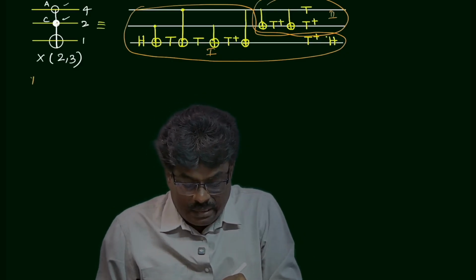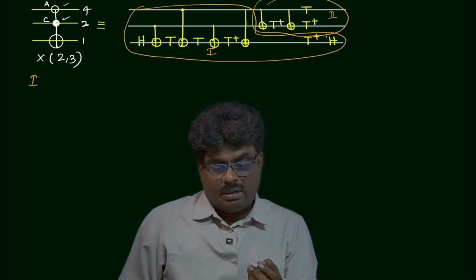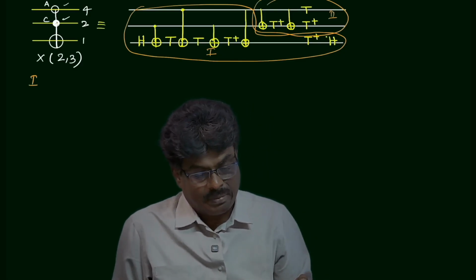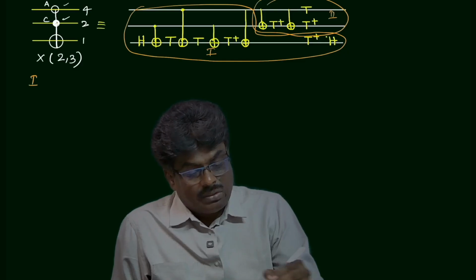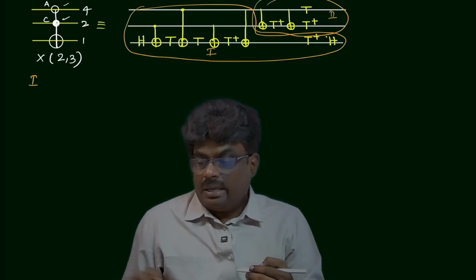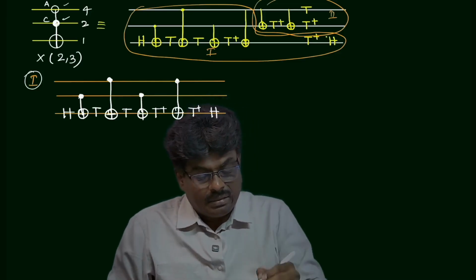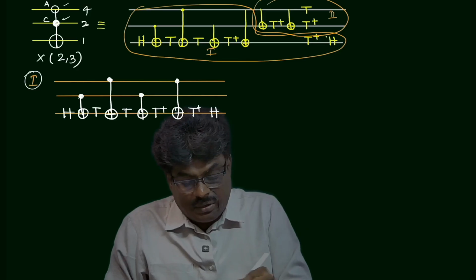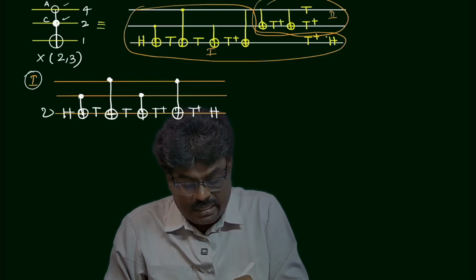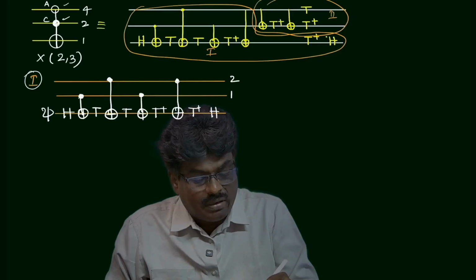Now I will explain this, and the next one I will give you as a homework. Please try to do it. So let me take the circuit again. Here I have taken the first part, and all the gates are in the first state. That's why I'm taking this as psi, and these two are 1 and 2.